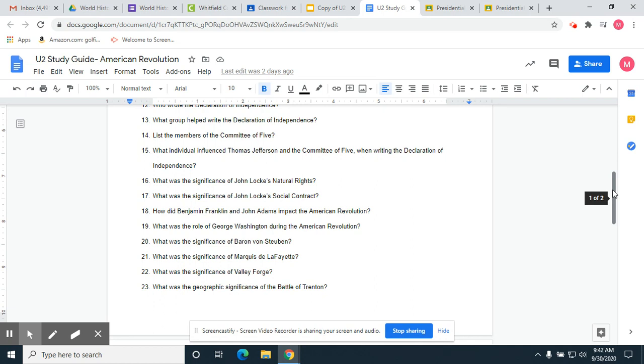But because of Valley Forge, because of von Steuben, these men actually rally together, and later on it's going to lead to success in the Revolutionary War.